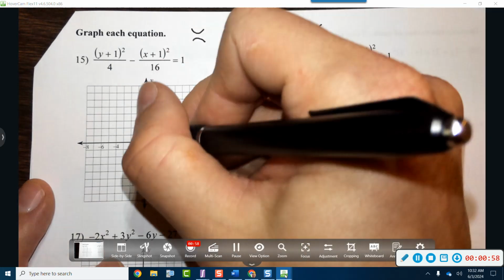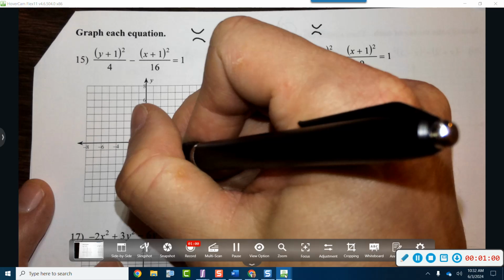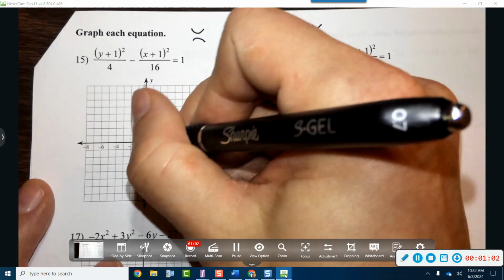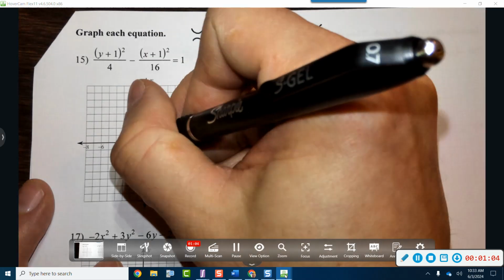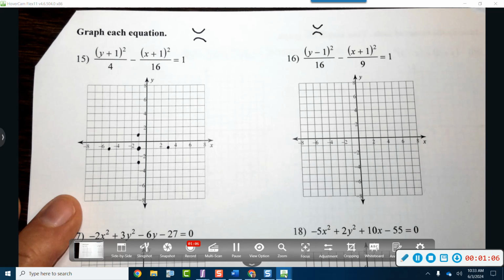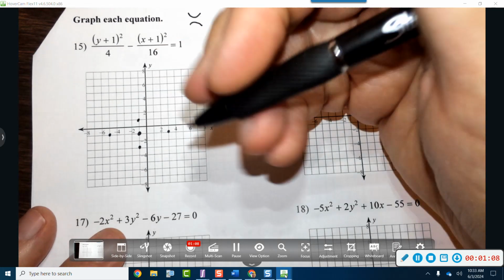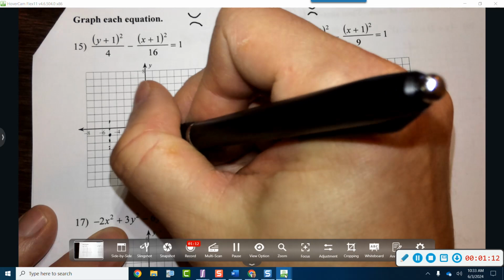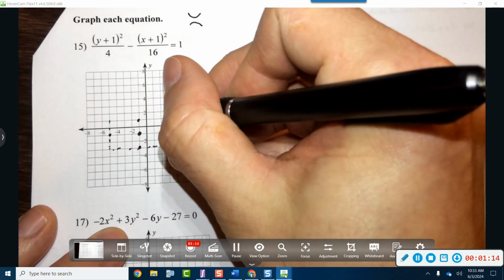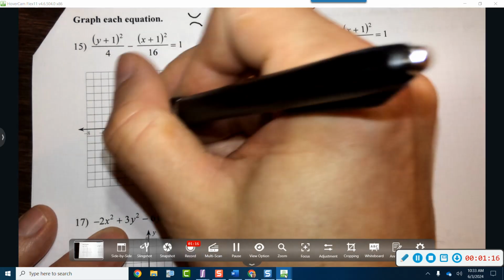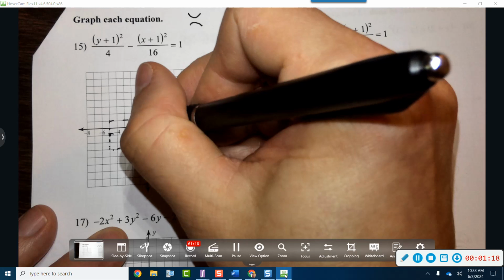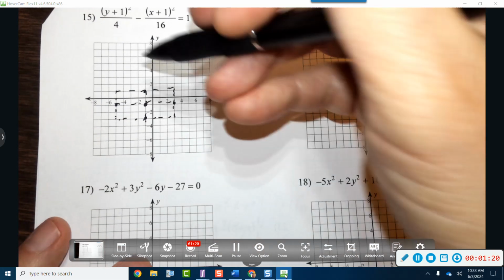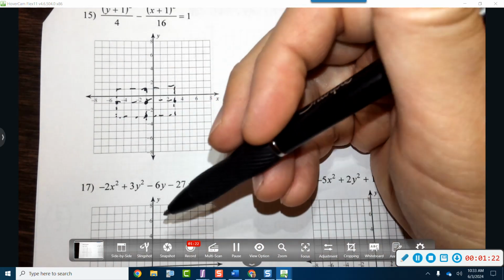All right, so we're going to go up 2 and down 2, and we're going to go over 4 and over 4. Now, what this represents is where it does not open. So these are dotted boxes, okay?